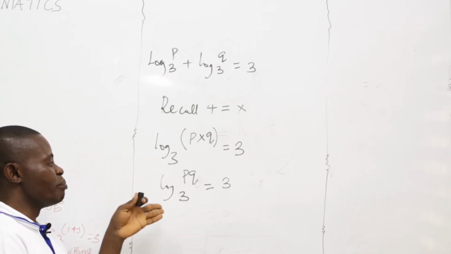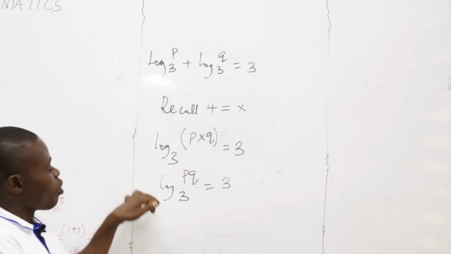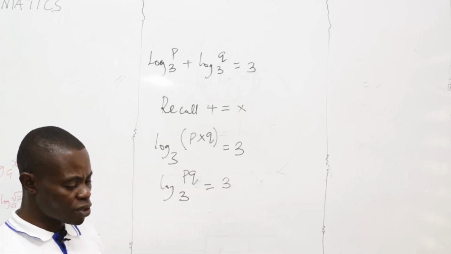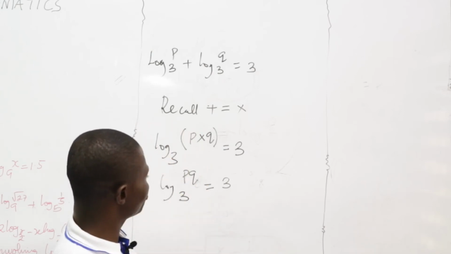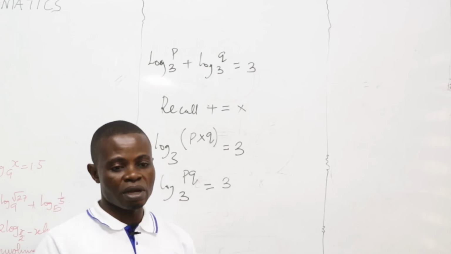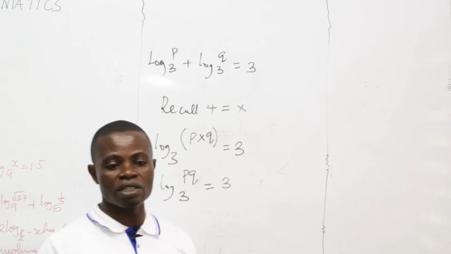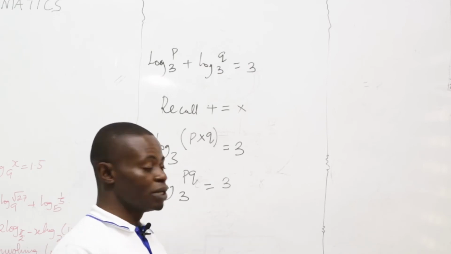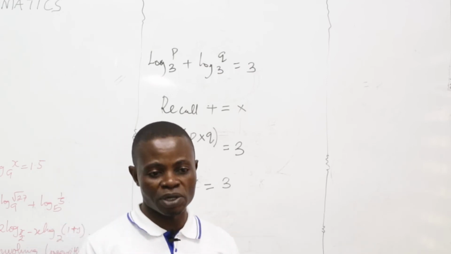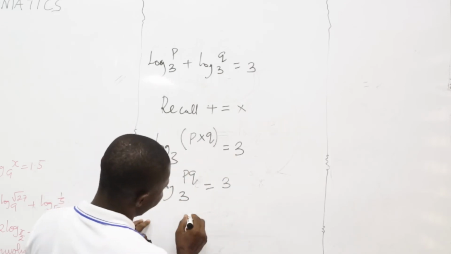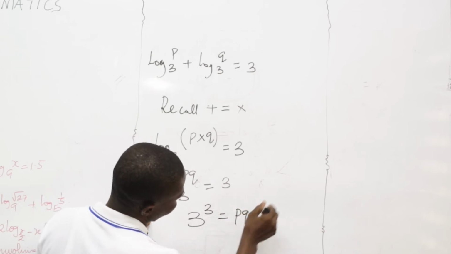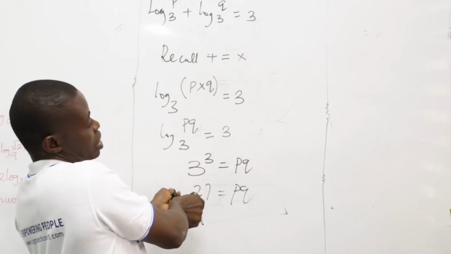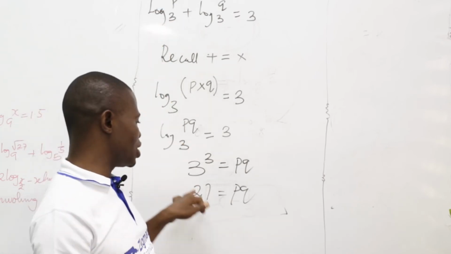So what next? Remember the formula we have been applying in logarithm. We want log to disappear. If log still exists, you can't have a value for the alphabet. So for you to get the value of any variable given to you with logarithm, logarithm must disappear. And when log disappears, what appears is exponent. When you have an exponent, you interpret it if it is a number. But if your exponent is raised to the power of a variable, no interpretation; that becomes the final answer. Now, you have 3 raised to power 3 equals PQ. 27 equals PQ. What is the point of contention in this question? Make P the subject of the formula.